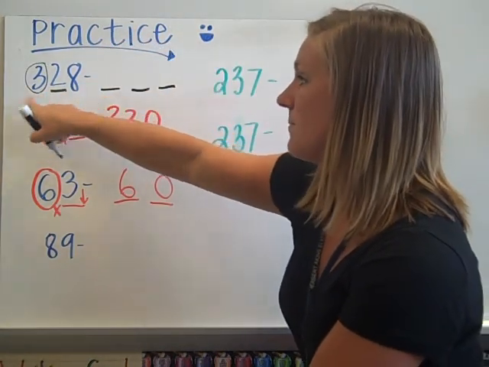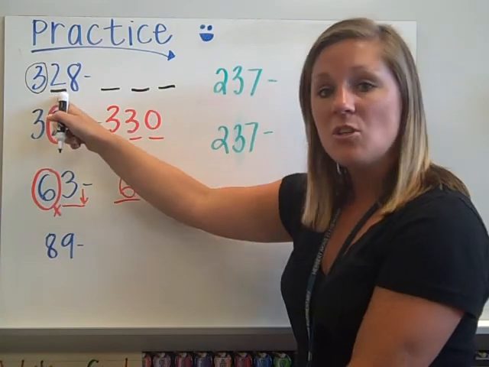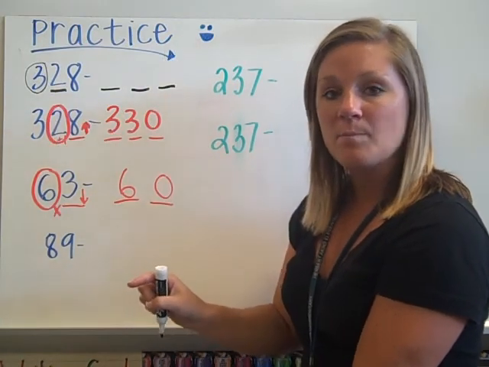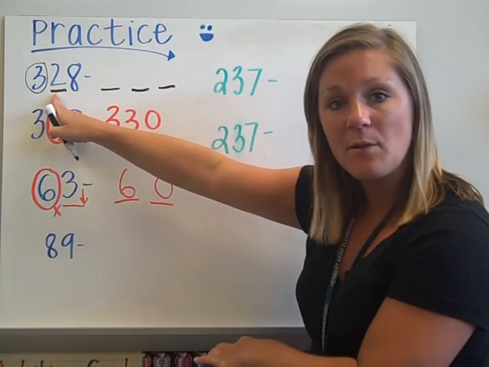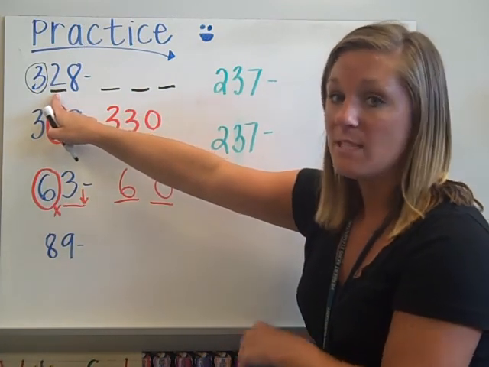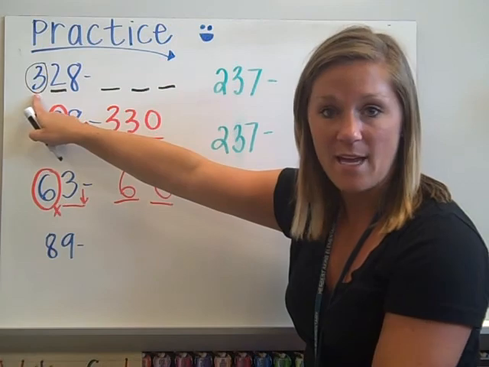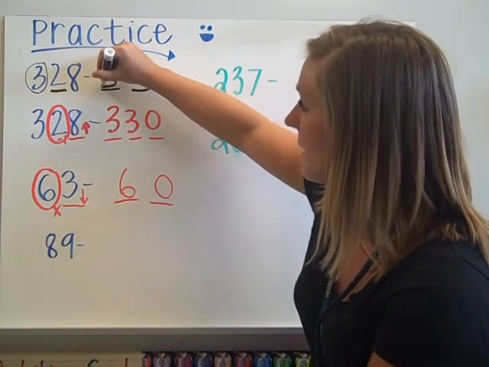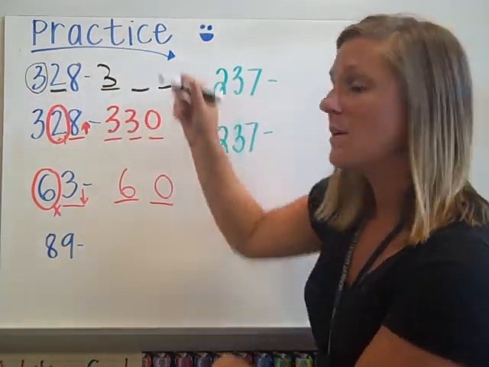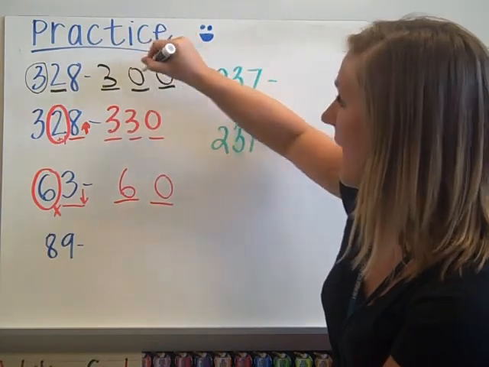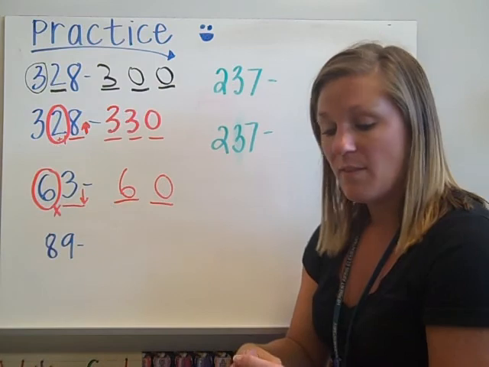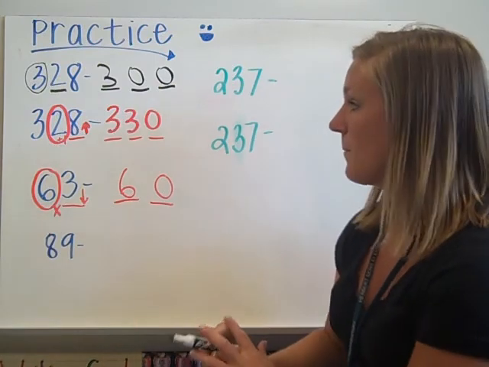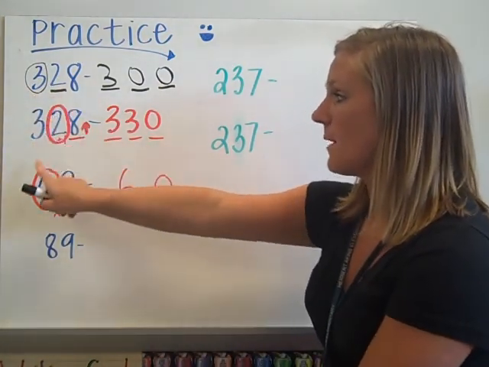I need 3. If I look at 2 and I remember our little upside down U or hill, the 2 is telling me to round down. When I round down, this number stays. So I'm going to keep it a 3, and then I'm finished with the rounding portion, so I just have to add zeros.